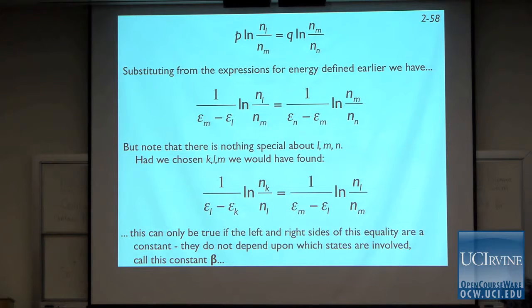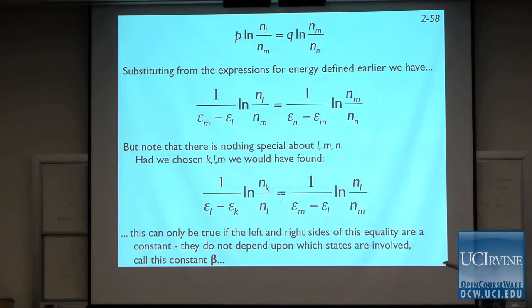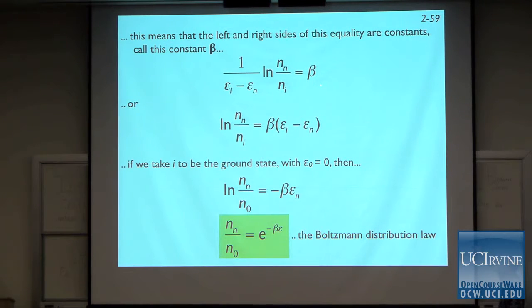And that may not be intuitively obvious, because it's really not intuitively obvious to me, but it turns out to be the case. This can only be true if the left and right sides of this equality are a constant. They do not depend on which states we chose. We chose L, M, and N. Let's call this constant beta. I'm going to take one of these and set it equal to a constant. We're going to call that constant beta.